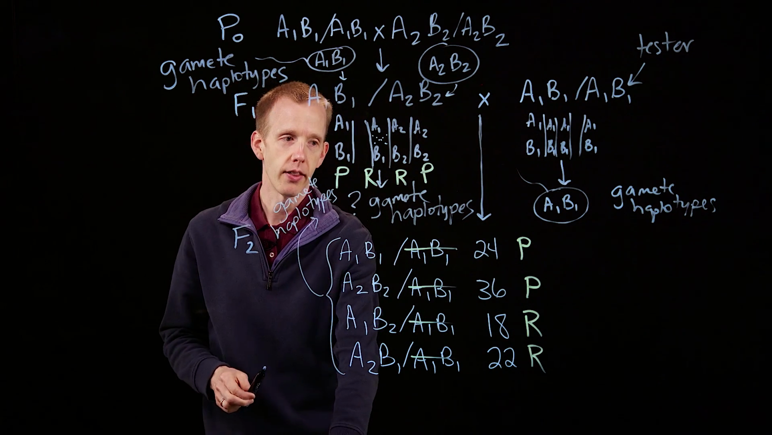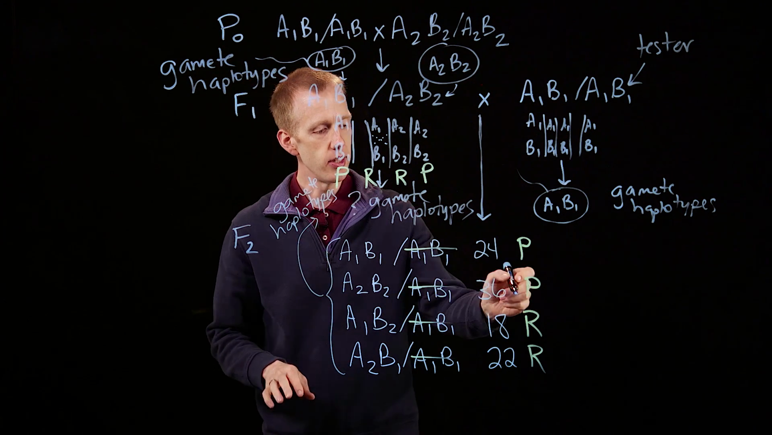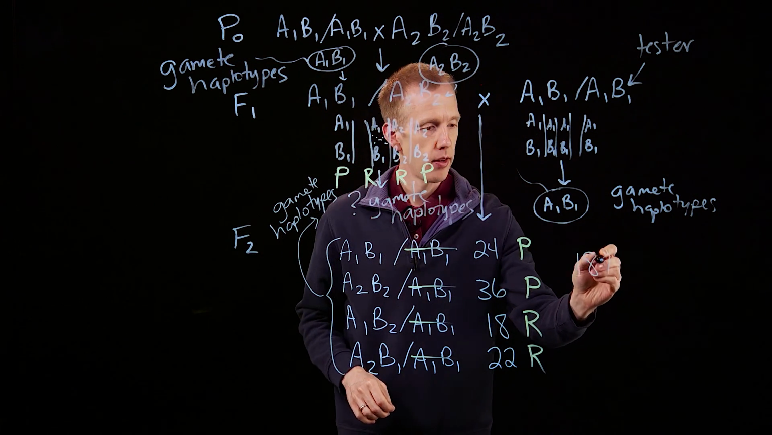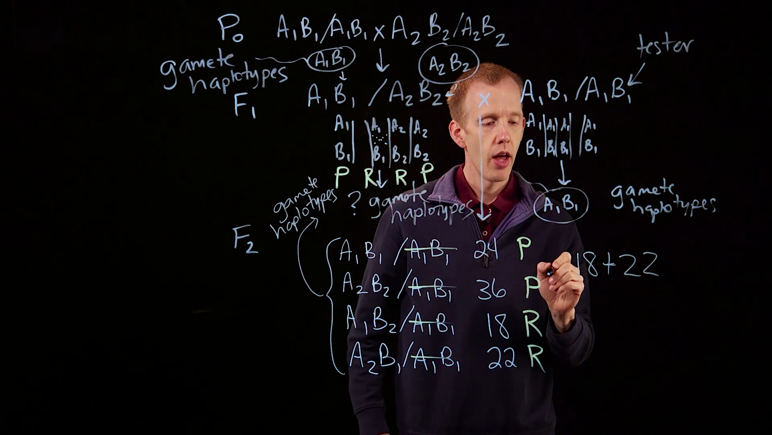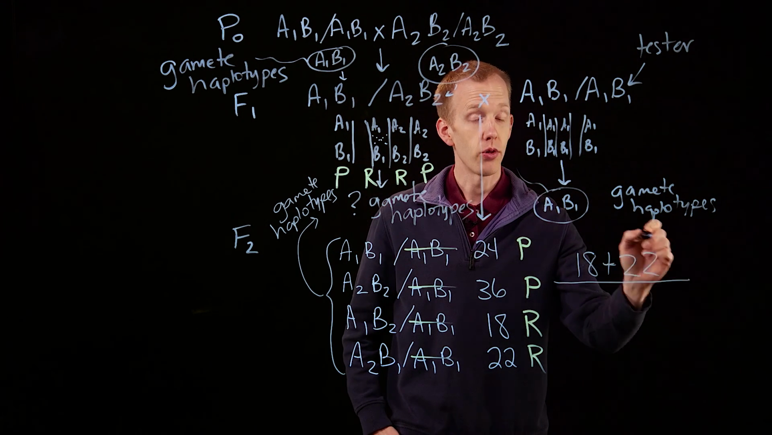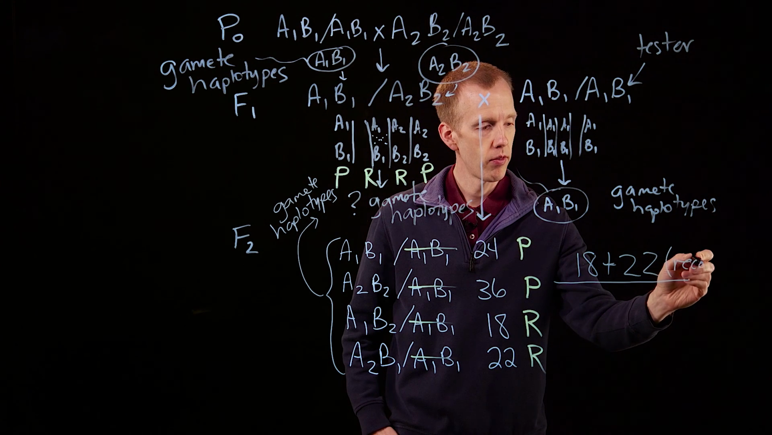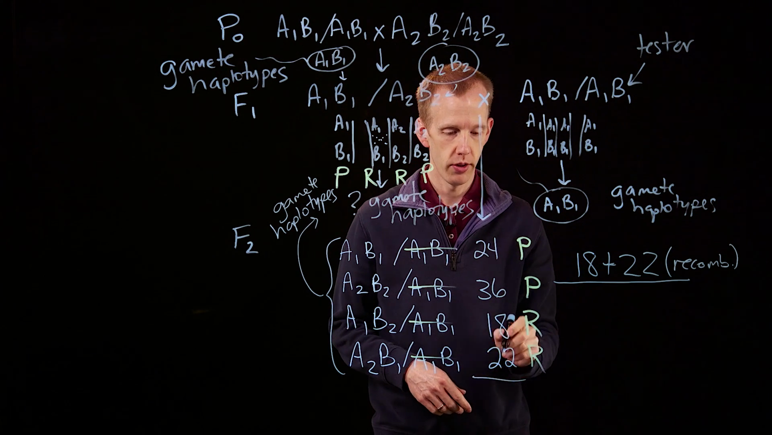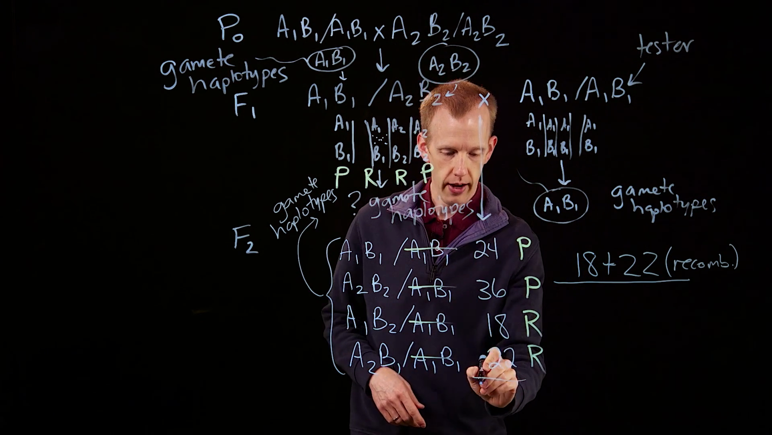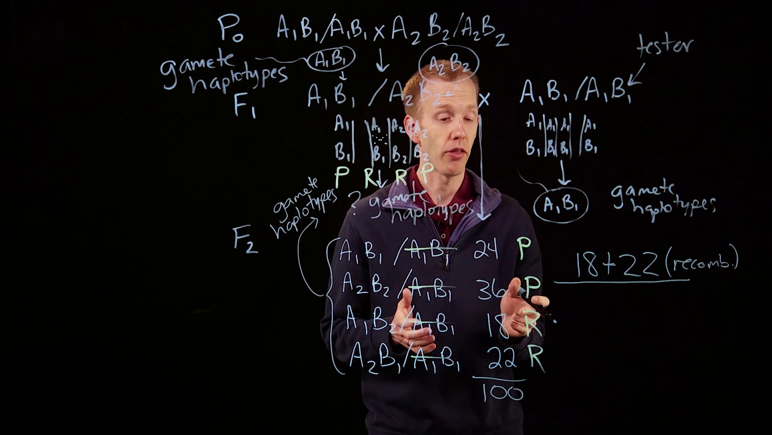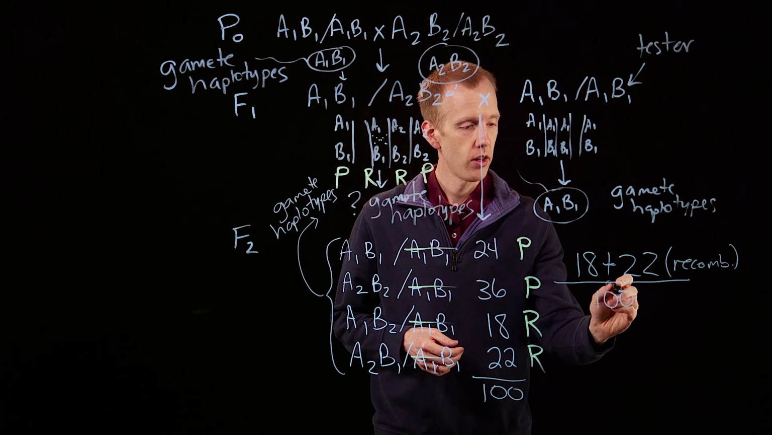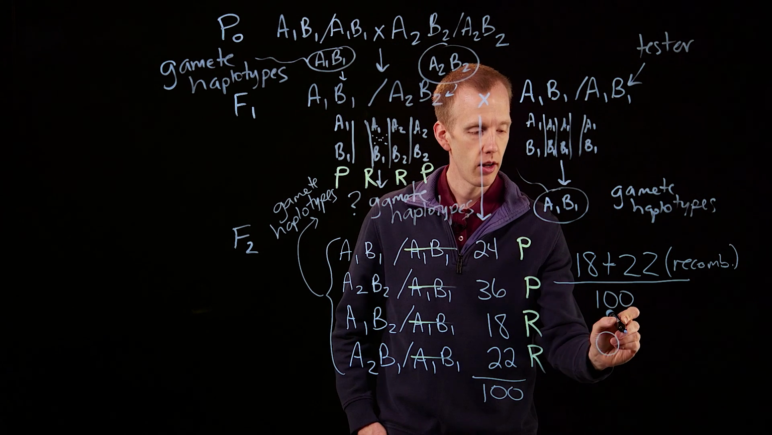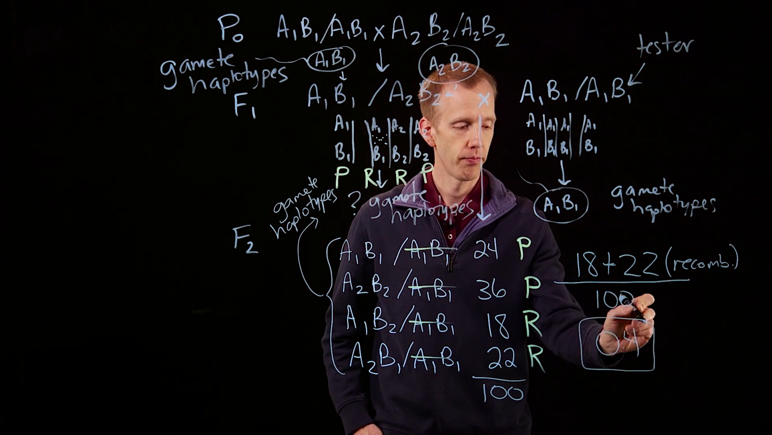To complete calculating the genetic distance, we take the number of observed gametes that were recombinant types, those are the number of recombinants again, and we divide that by the total number of individuals. And if I did my math right, that's 100. So this will make the math pretty easy. So in this case, 18 plus 22 is 40, divided by 100 is genetic distance of 0.4.